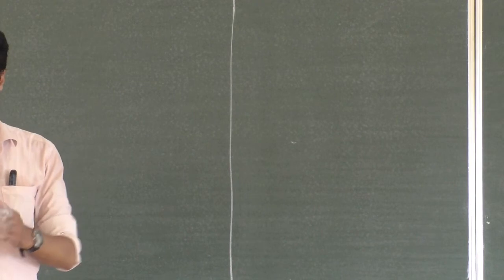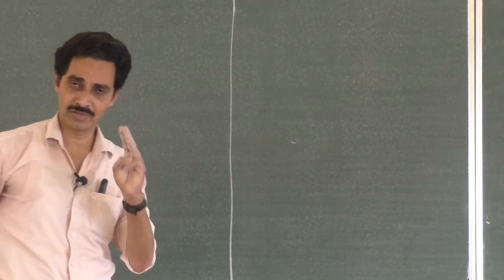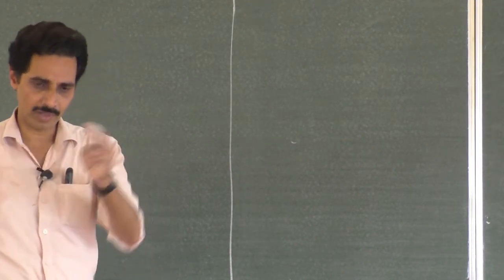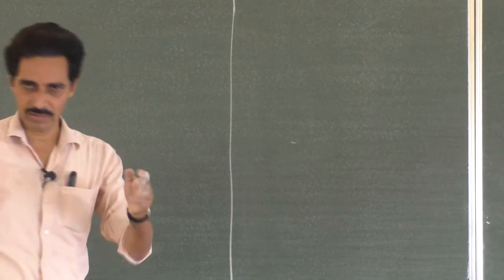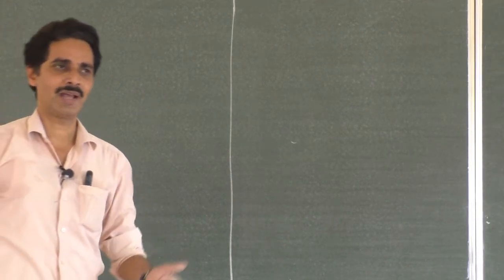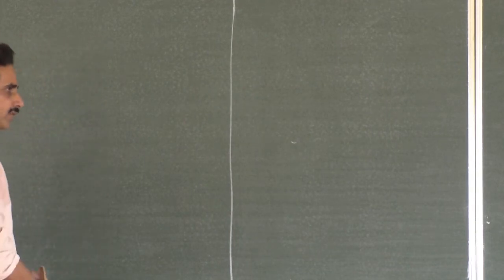When they are connected in parallel, it is R by N, because suppose you have 3 resistors, 1 by Rp is equal to 1 by R plus 1 by R plus 1 by R. That is 1 by Rp equal to 3 by R. What is Rp? R by 3. So you can use the R by N formula.